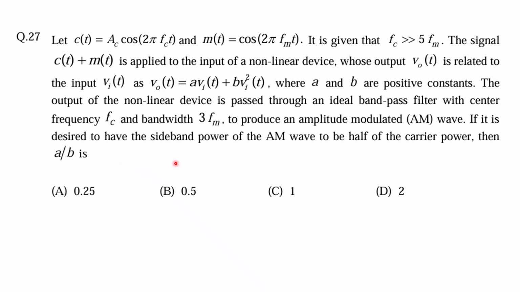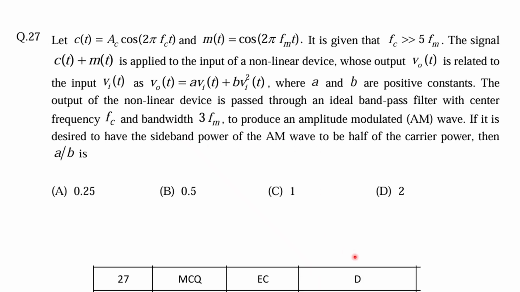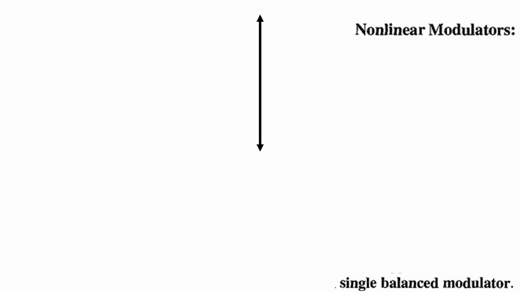If it is desired to have the sideband power of the AM wave equal to half of the carrier power, this relation is given between the sideband and half of the power, right? So both are equal, then find the ratio A by B. So we will find out the power in the sideband and the carrier, and then we will get it. As per the answer key, your answer D is correct. That is 2. So let's find out.